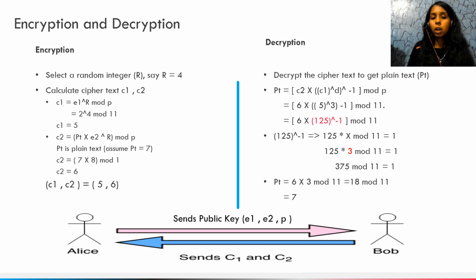When Bob wants to send a message to Alice, Alice sends a public key, and using this public key, that is E1 and E2, Bob calculates the ciphertext C1 and C2. This C1 and C2 is sent back to Alice to decrypt the message. Alice will decrypt the plain text using C1 and C2 with these formulas. So this is the process for encryption and decryption in the ElGamal algorithm.